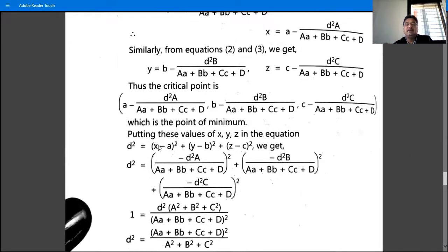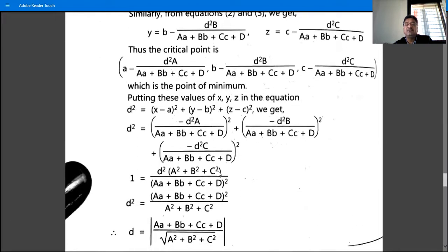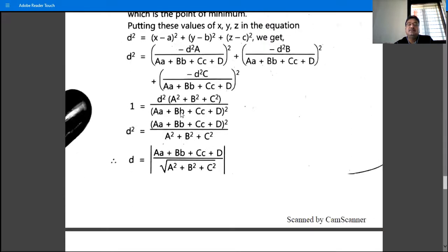Then write that x, y, z at these places in d square. After calculation of this, this is the LCM, and then take d square as common, minus d square as common. So a square plus b square plus c square, bracket, actually this is bracket square, that's why we have d raised to 4 at this place, d raised to 4 by a square.